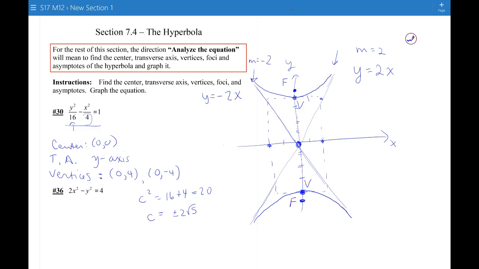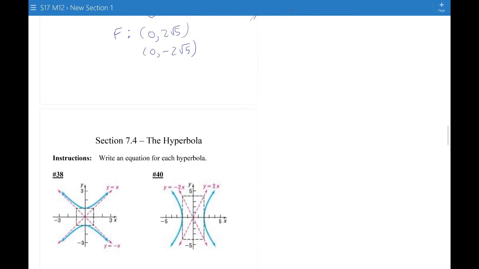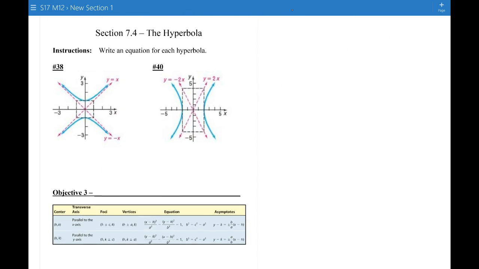Okay, so the focus points are 0, 2√5 and 0, -2√5. So we've done everything. We've got the asymptotes and we made the graph. So let's look at number 36 in class together. And we'll make another movie to look at this second part.